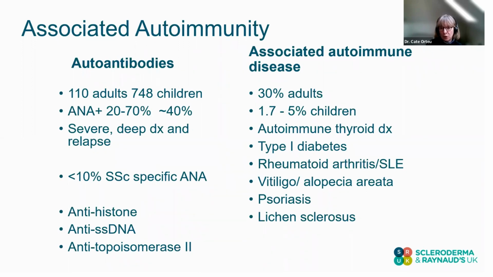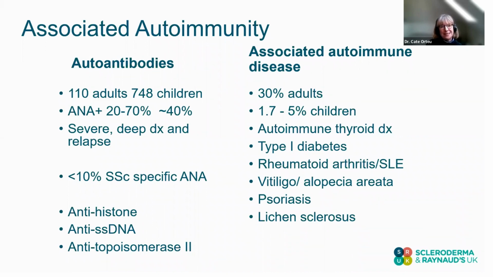Other associated autoimmune diseases occur probably in about 30% of adults with Morphoea and perhaps 5% of children, but then autoimmune disease is less common in children anyway, and it tends to appear as you get older. So autoimmune thyroid disease is by far the commonest association, but diabetes, type 1 diabetes, rheumatoid arthritis and lupus, vitiligo, alopecia areata, psoriasis, and lichen sclerosis, which I'll keep going back to.